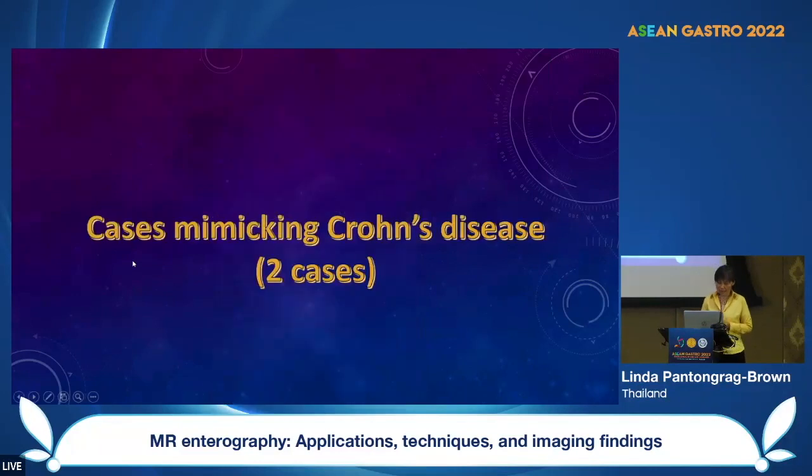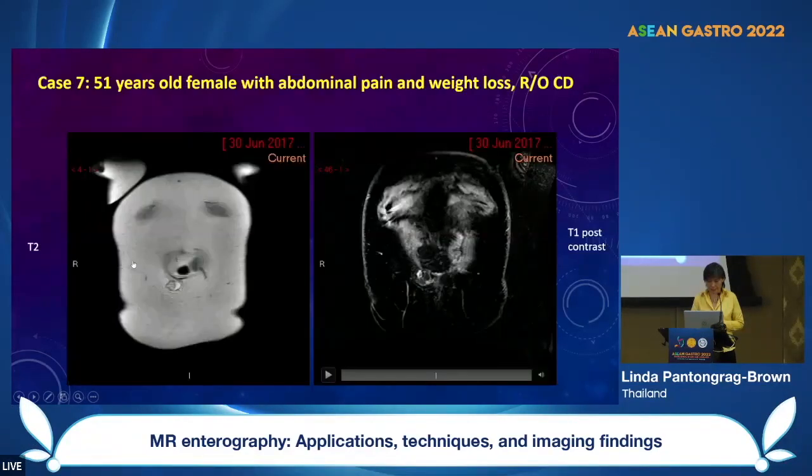Let me end with two examples of Crohn's mimickers that were sent to us for MR enterography. This is a female, 51 years old, presenting with abdominal pain and weight loss. This is a patient who comes from the Middle Eastern region, where Crohn's disease is quite common. So when a person presents this way, clinicians think, oh, maybe it's Crohn's disease. They send for MR enterography to see if it's Crohn's or not.